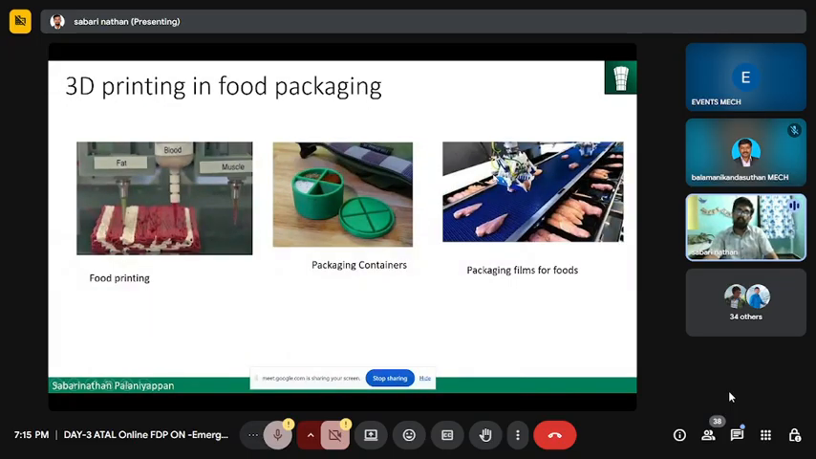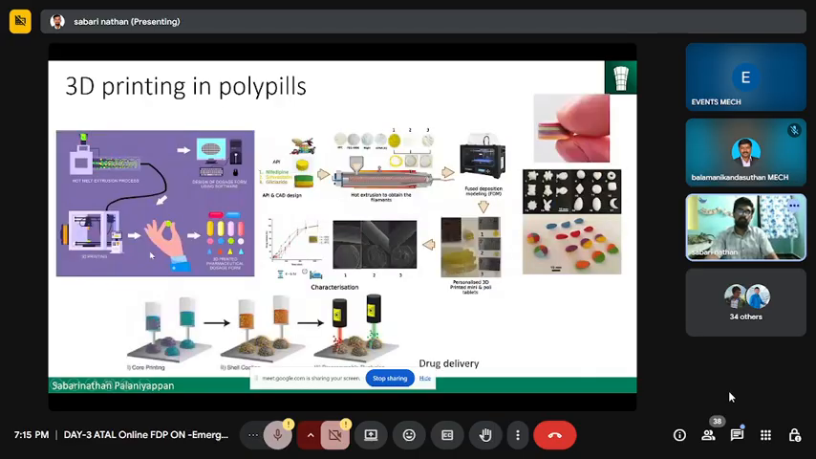In food packaging, they are also using 3D printing for making different grades of foods. They take fat, blood, muscle kind of cells, mix them together, and print. So this is the area where the pharmaceutical industry also comes in.